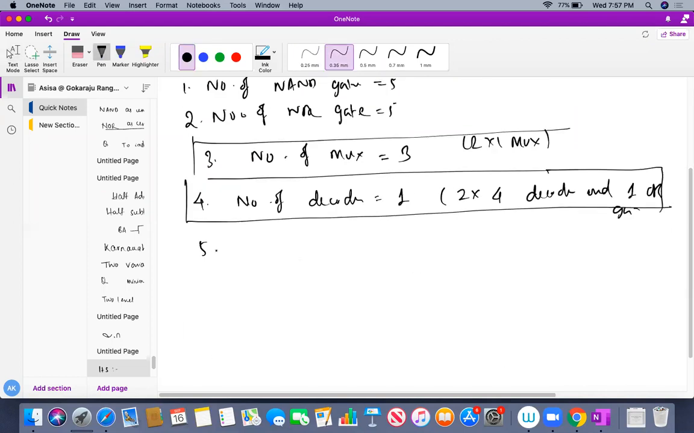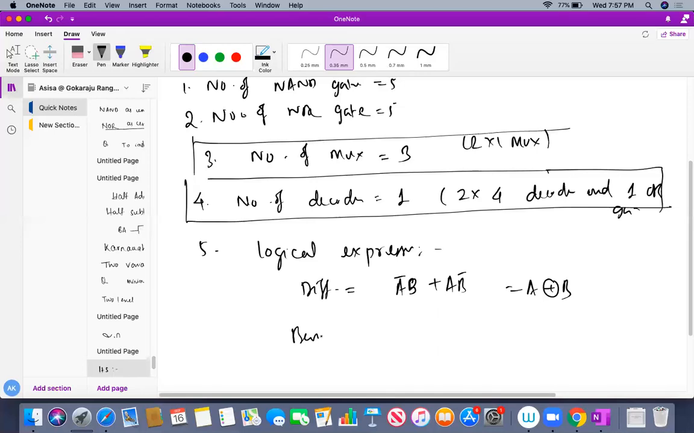Next, the fifth one is the logical expression. We have seen the logical expressions of the half subtractor. What are those? The difference is A bar B plus A B bar, which is nothing else but A XOR B. And the borrow we have seen is A bar B. So this is the way we have discussed our things.